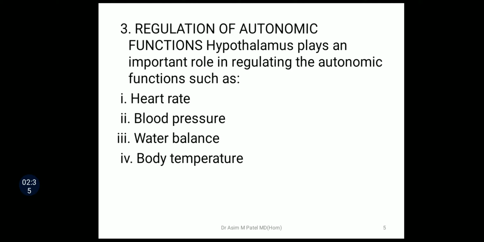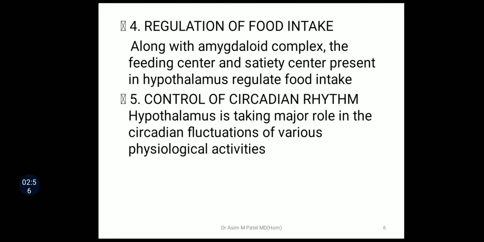Then the third function is regulation of autonomic functions. The hypothalamus plays an important role in regulating autonomic functions, such as heart rate, blood pressure, water balance, and body temperature. Then the fourth function is regulation of food intake. Along with the amygdaloid complex, the feeding center and satiety center are present in the hypothalamus, which regulates food intake. So the limbic system is also indirectly related to food intake.